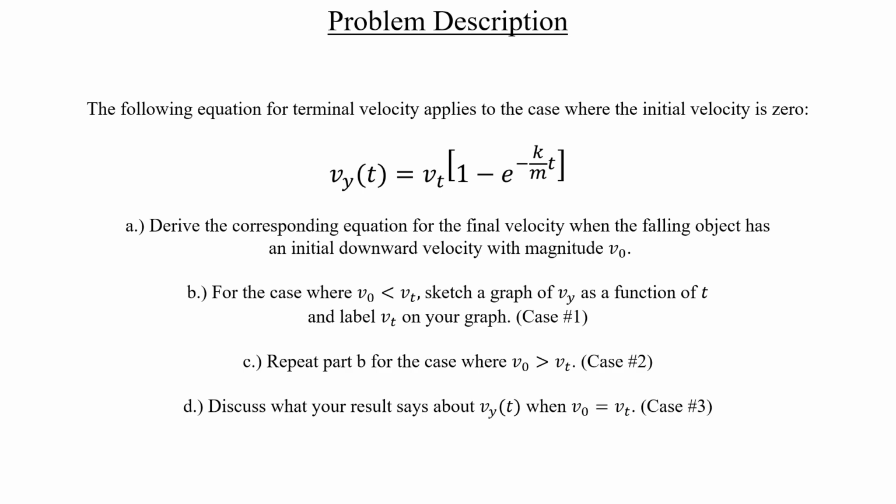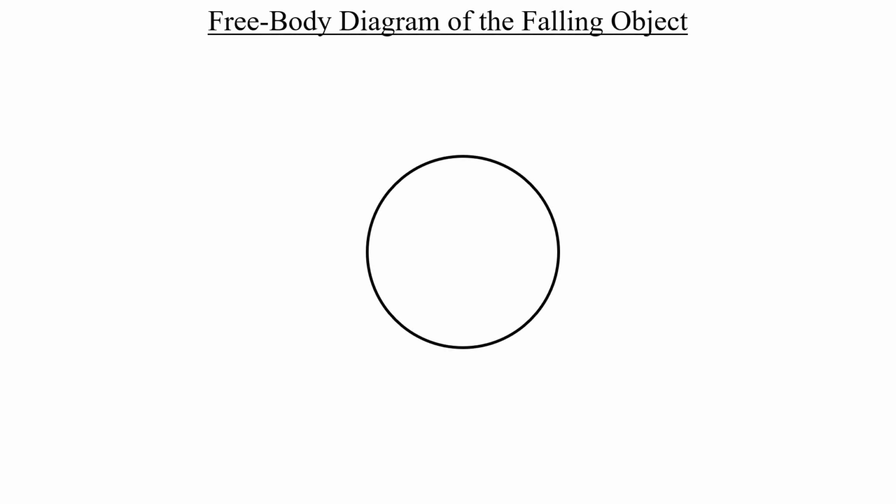Anyways, let's take a look at the free body diagram, sum of forces, and a useful expression that we'll need in order to complete part A. Here, I've represented our falling object by a circle. You can use a block or something else if you like. It really doesn't matter. What does matter is including a proper coordinate system.